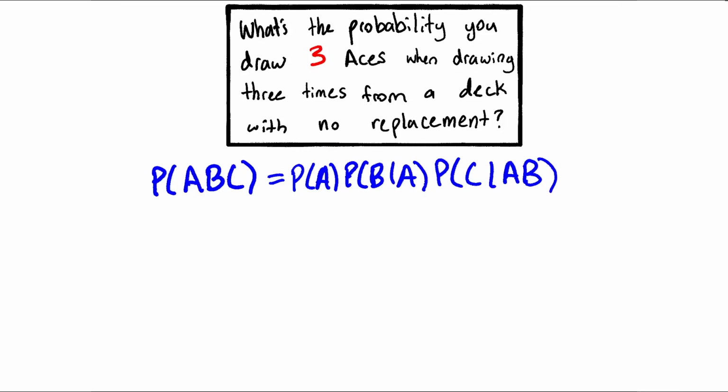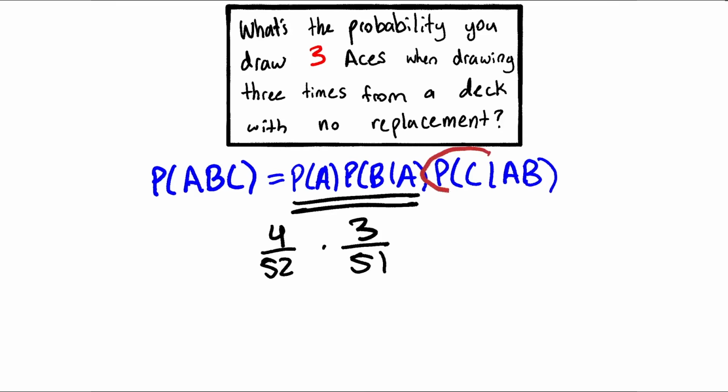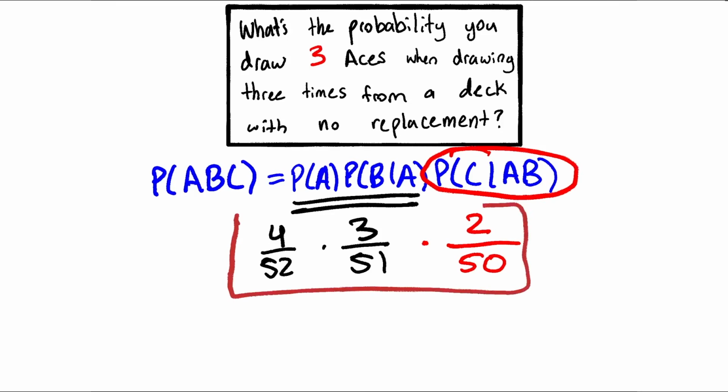From the previous problem, we already know this part of the equation equals 4 out of 52 times 3 out of 51. Now the only thing we have to figure out is what this term equals right here, the probability that you draw a third ace given that you drew an ace on the first 2 draws. Well, since we've already drawn 2 aces, there are only 2 left in the deck. There are 2 possible ways to draw an ace. And how many possible outcomes are left? There are only 50 possible outcomes because we already drew 2 of the cards out of the deck. So our final answer for the probability of drawing 3 aces when drawing 3 times from a deck with no replacement is this right here.